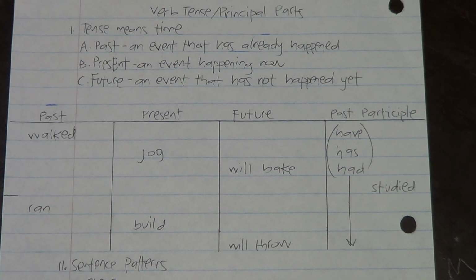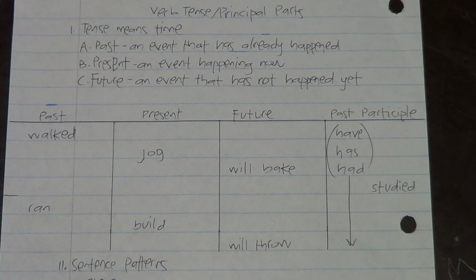Okay, 5th and 6th grade, this is English Lesson 101 about verb tenses and principal parts. Before we get into the actual lesson, a couple things that you want to be careful with is making sure that you know what tense means. Tense simply means time. We're not talking about what you might feel like when you're scared, you tense up. We're talking about time, and there are 3 basic verb tenses. And those are, as you can see, past, present, and future.